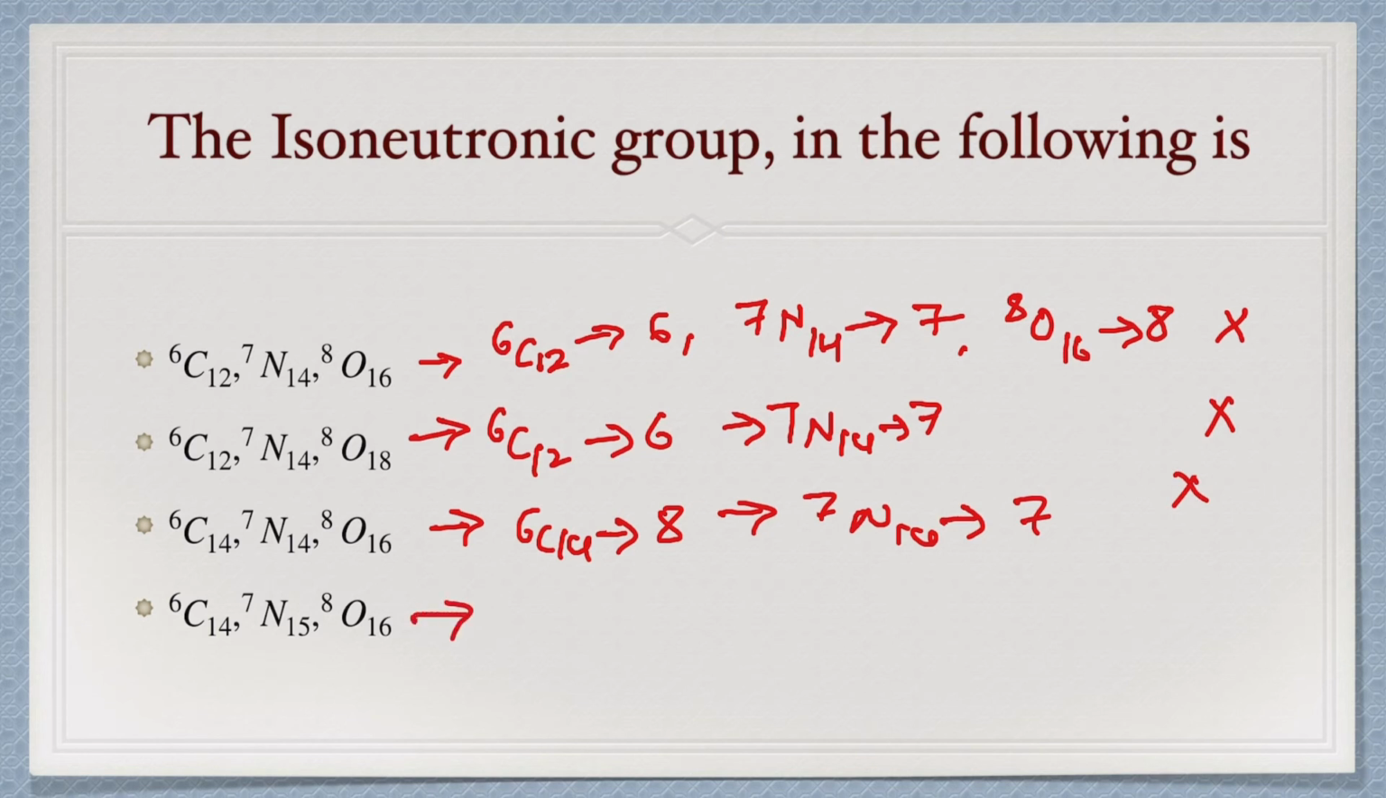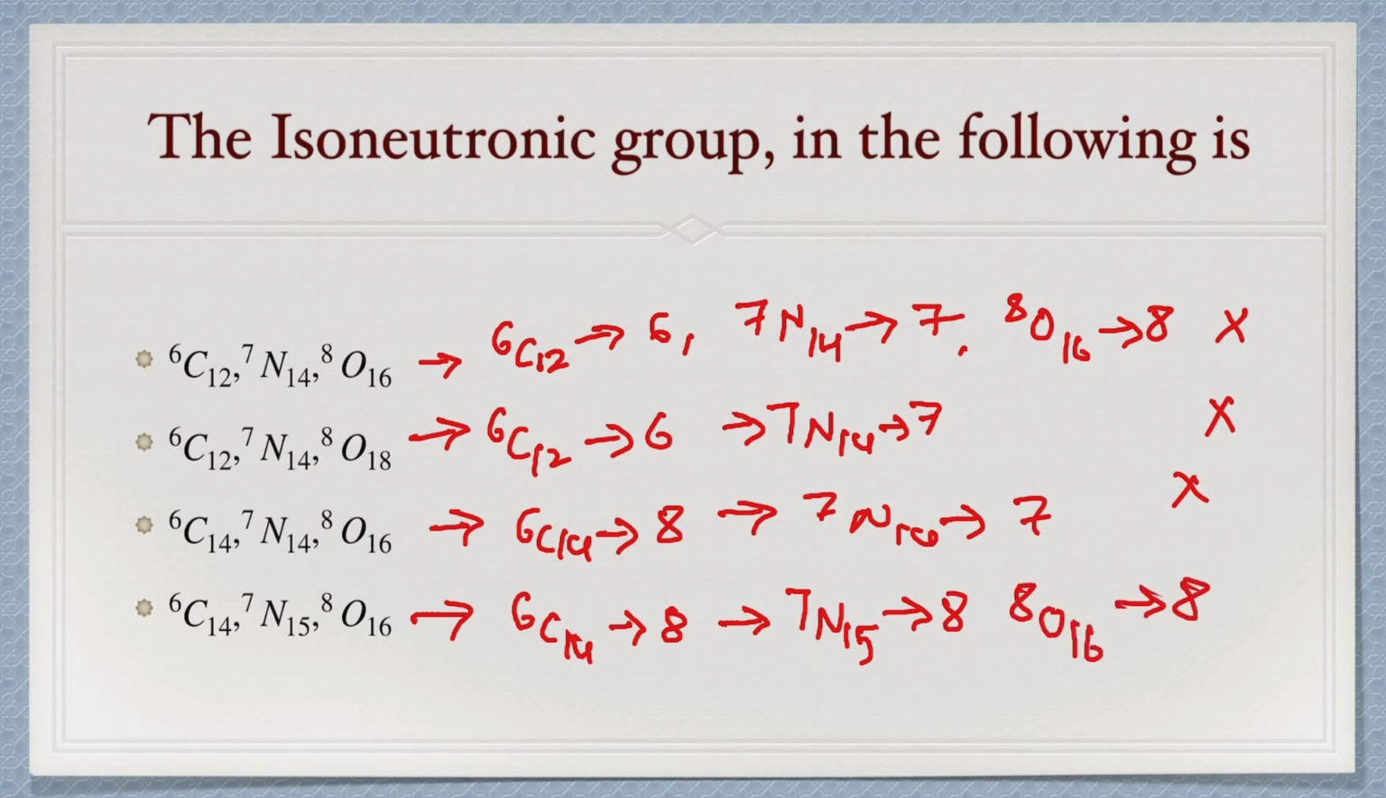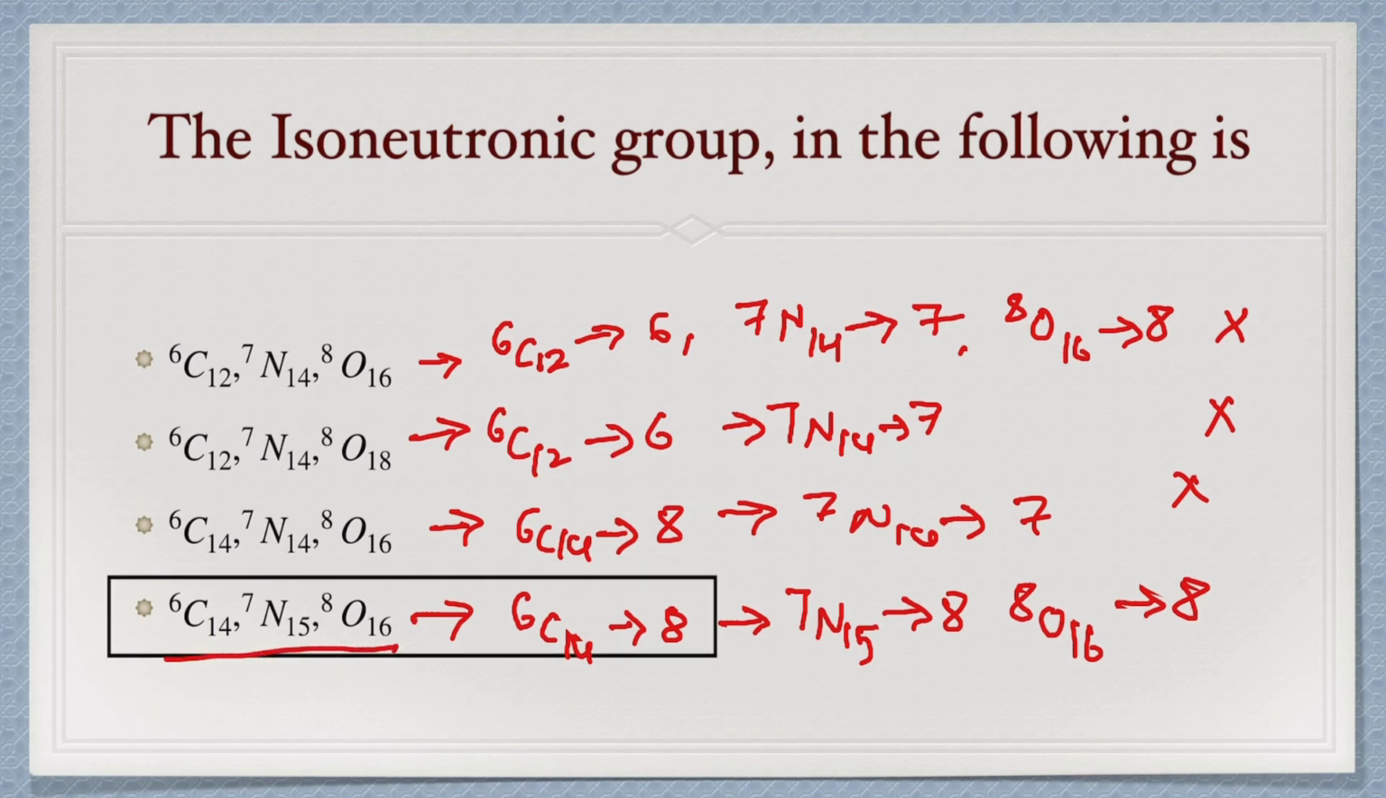So the last one, 6C14: here the number of neutrons is 8. Second one, 7N15: the number of neutrons is 8, and 8O16: the number of neutrons is 8. So the fourth option, that is this one, will be the isoneutronic group. So this answer will be correct.